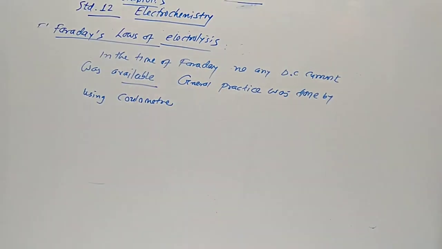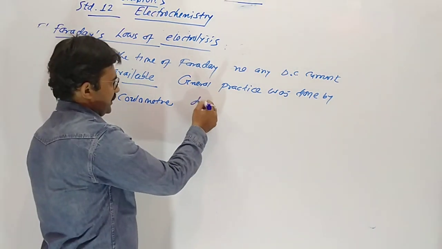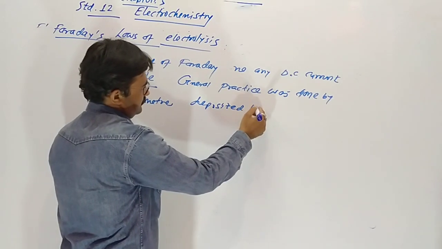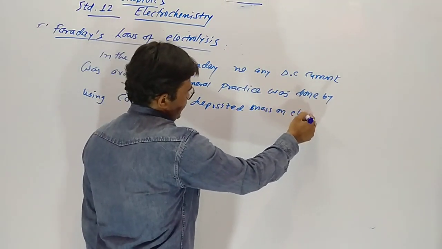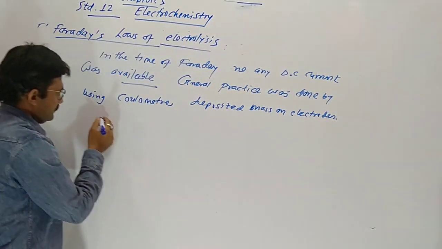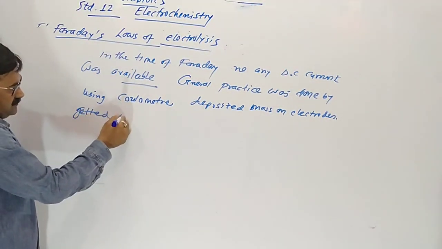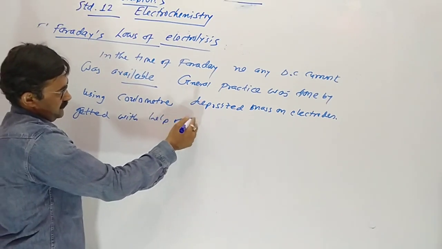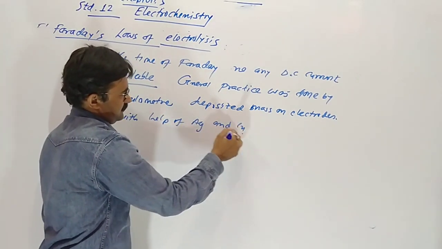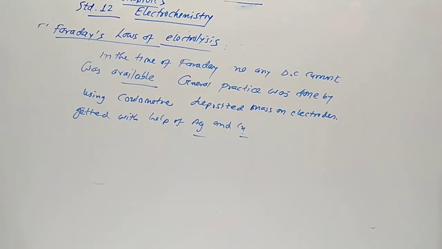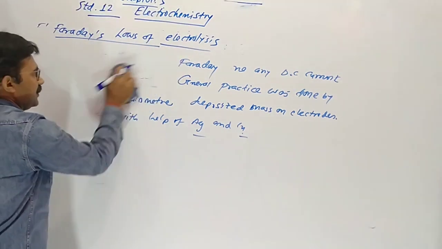It was used for getting DC current and deposited mass on electrodes with the help of silver and copper. This was the old method. Now the coulometer is obsolete, and we are using a modern method.